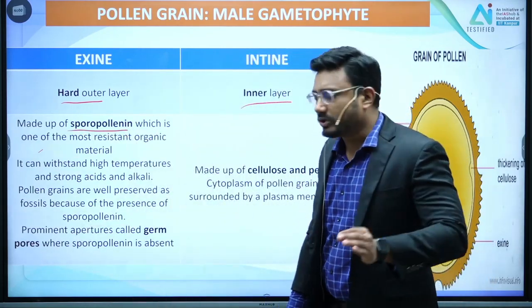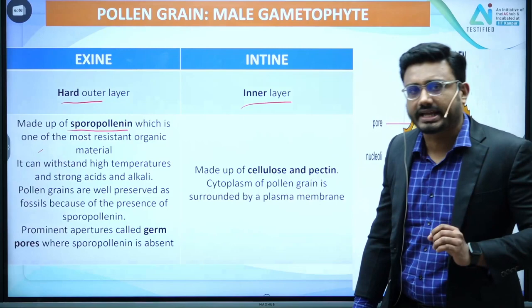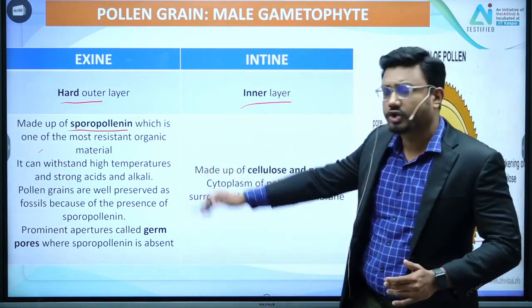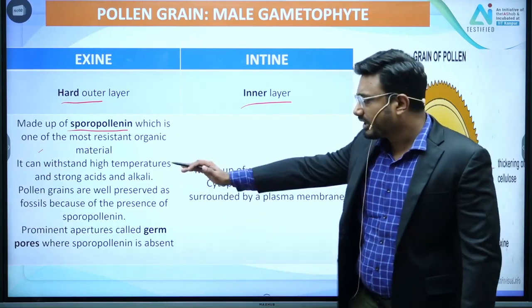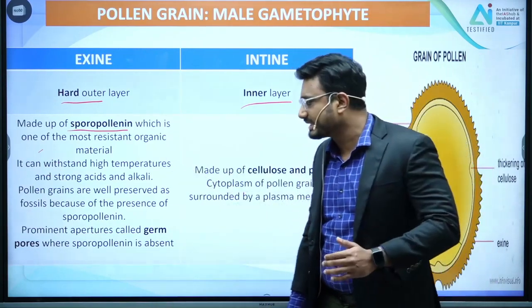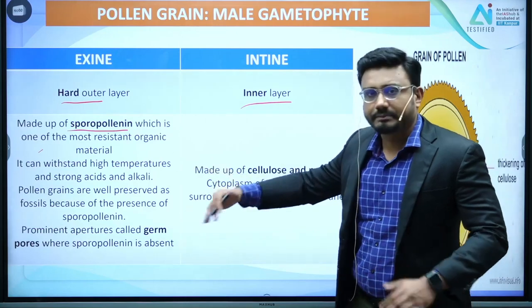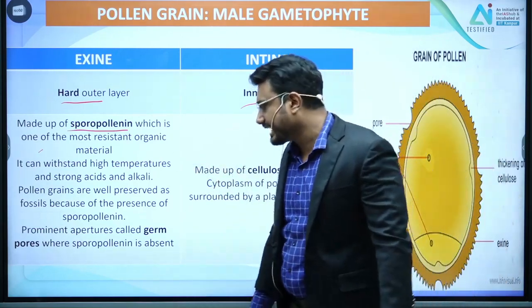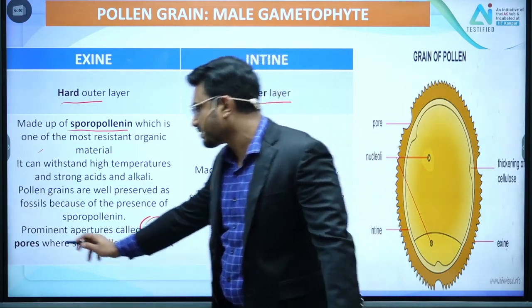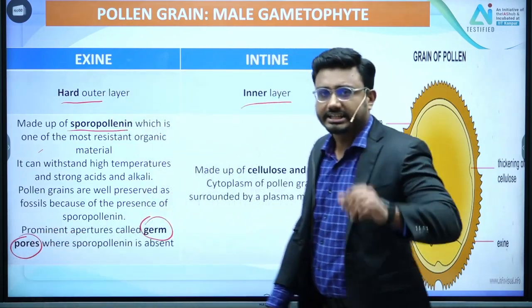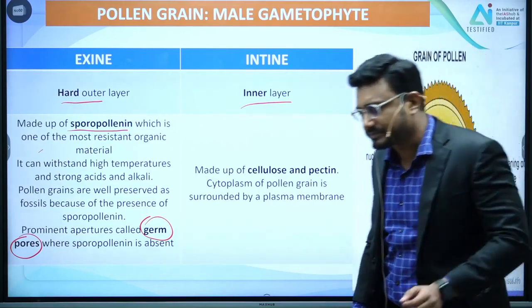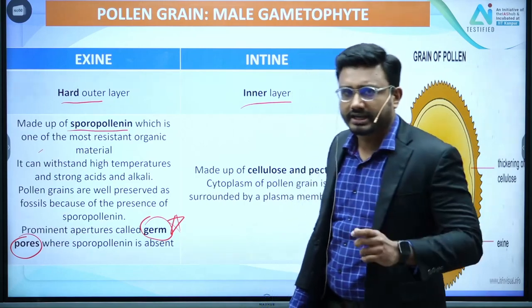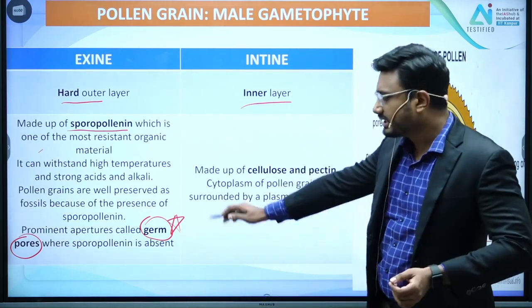This sporopollenin is one of the most resistant organic materials. It can withstand high temperatures and also strong acids and alkali. Because it can withstand all these environmental conditions, the pollen can be preserved for long years. There are some apertures present in the exine, and these apertures are known as the germ pores, where the sporopollenin is absent. This is a very important point: it is absent in the germ pores.